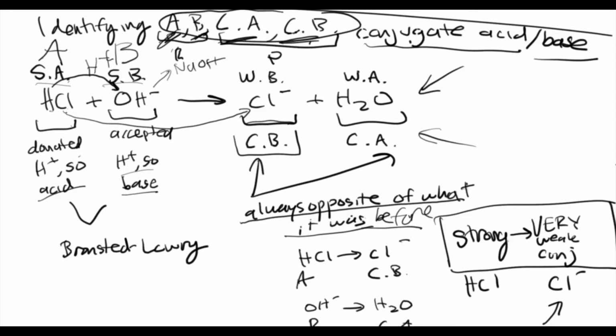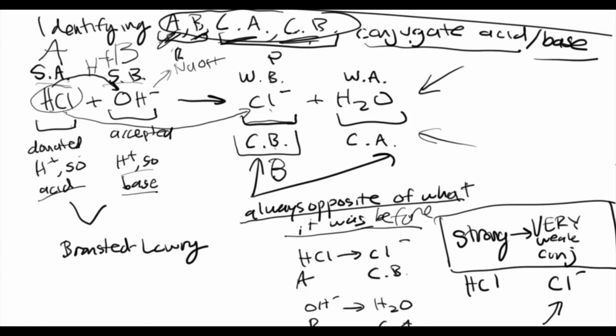So in this case, before we had an acid, its conjugate, or what happened after it gave up an H+, will be the opposite of what it was. So in this case, since it's an acid, it gave up an H+, then its conjugate will be a base, the opposite of an acid.